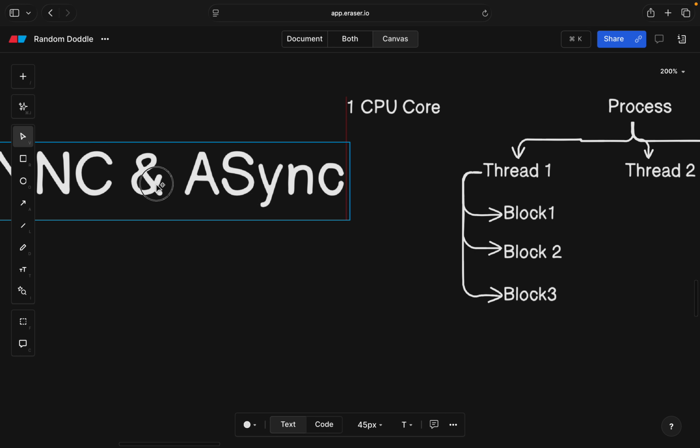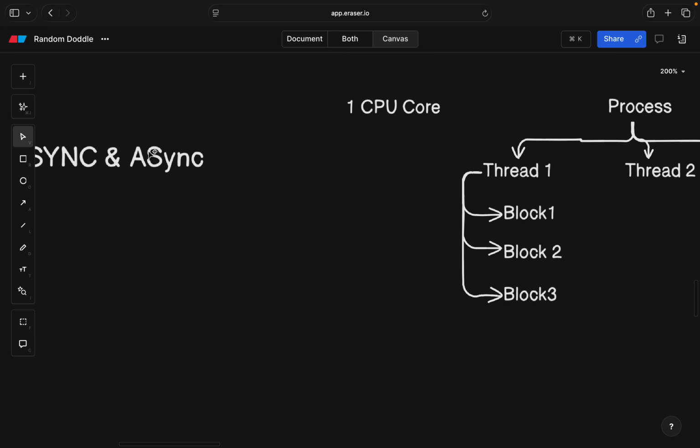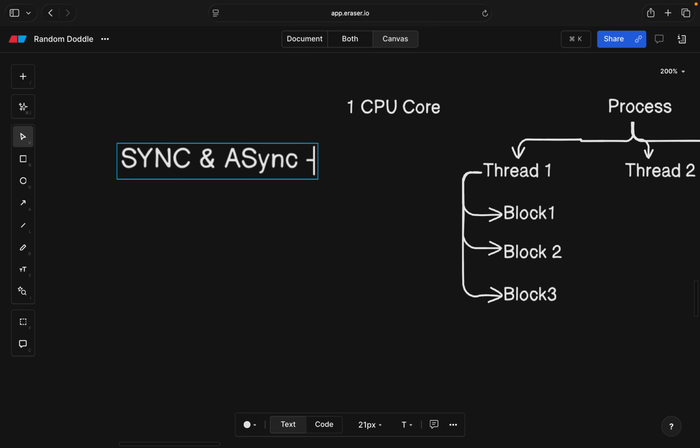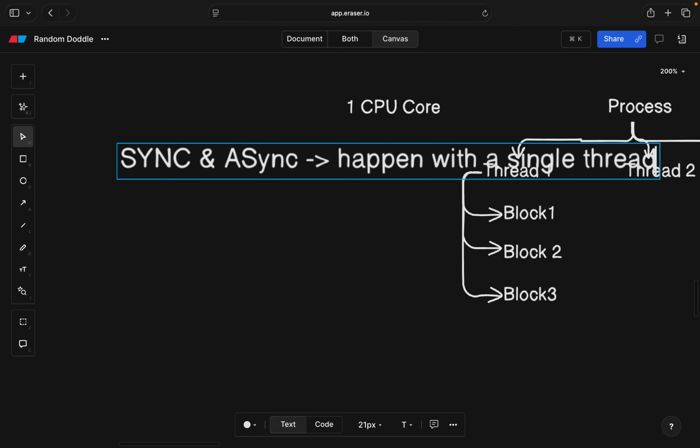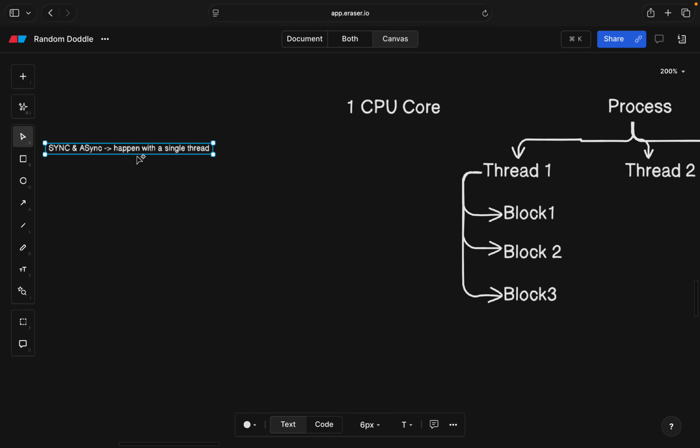Sync and async happen within a single thread. Okay, now I'll just make it small and keep it on the side for us to keep in mind that I have talked about this point.